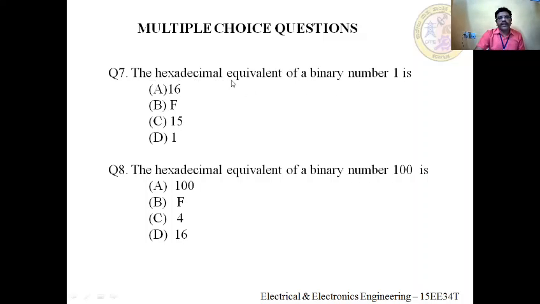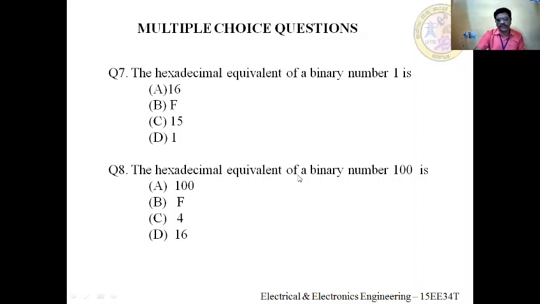So the question number 7, the hexadecimal equivalent of binary number 1. So here the binary number 1 is given. So in binary it is called 1. What is it called in hexadecimal? Can you guess? 16, F, 15 or 1? 16 is wrong, F is wrong, 15 is wrong, but 1 is correct. So the serial 1 is represented in binary. The same one is represented in hexadecimal also.